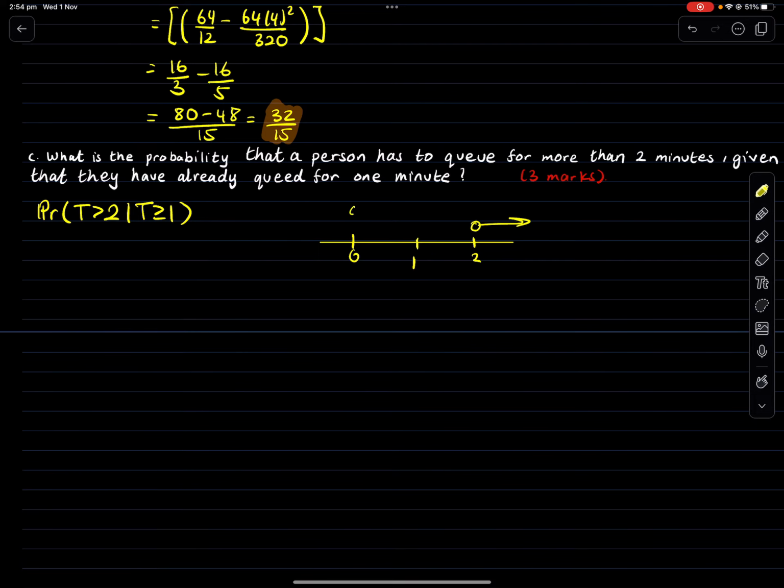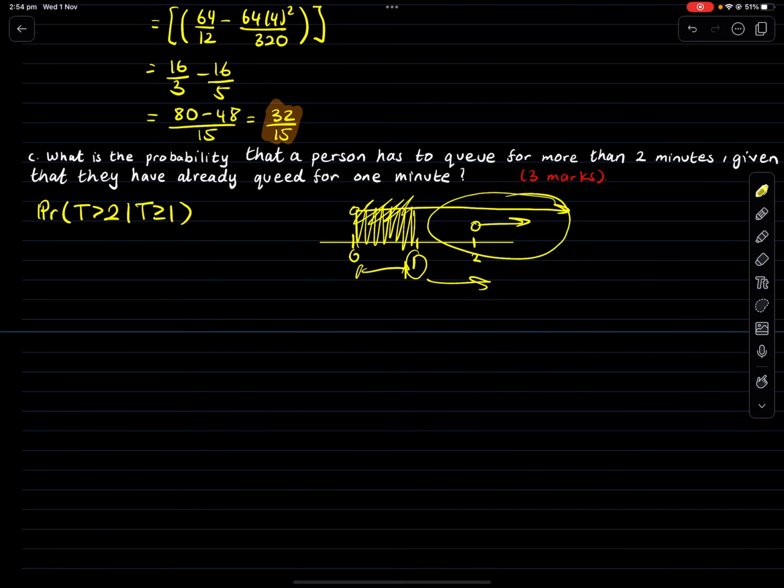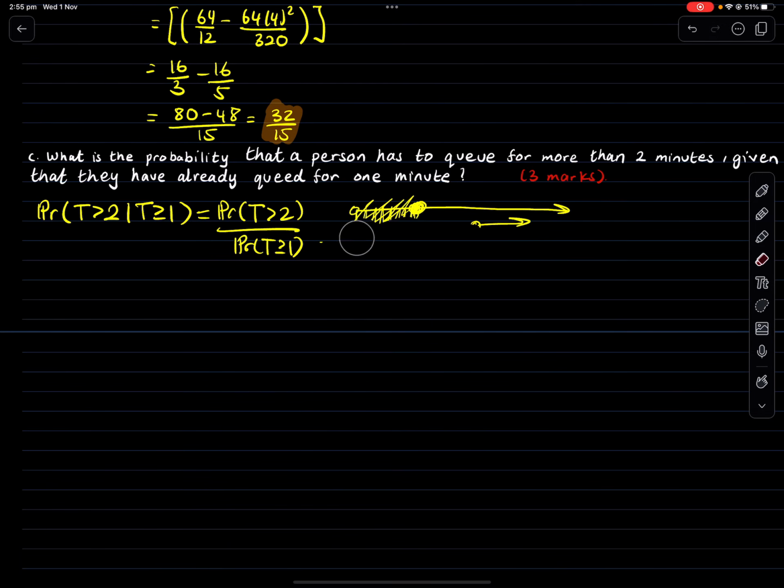Normally they start from 0 and they've been waiting already. If they've already queued for 1 minute, it's just this over here. That's the 1 minute, they've already queued for that. What's the point of that? So we just look at 1 to infinity. So t is greater or equal to 1, and that's the point of intersection that we want. So it's the probability that t is greater than 2 given the probability that t is greater or equal to 1. Hope that's right.